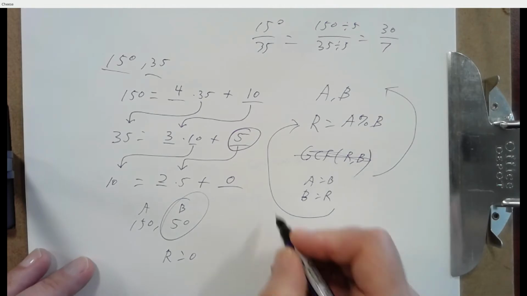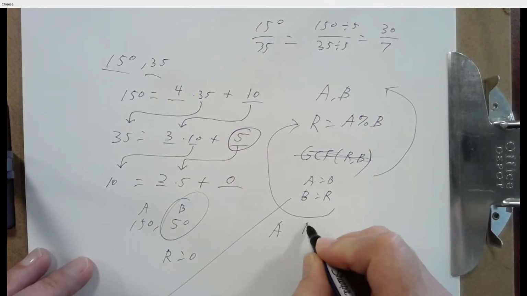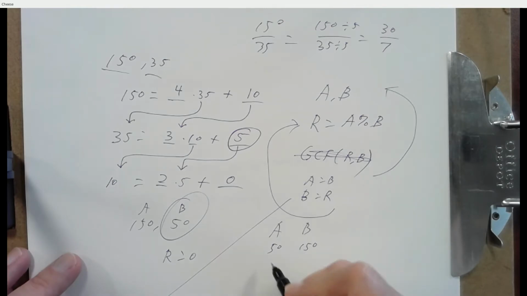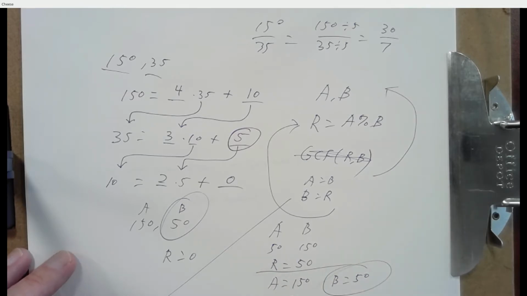And if you do these in the opposite order, if you start with 50 and 150, then the remainder of A divided by B is going to be 50. And so now you'll set A equal to B and B equal to the remainder. And you find the remainder when you divide these, and it's 0, and so your GCF is the last value of B, and that still works.